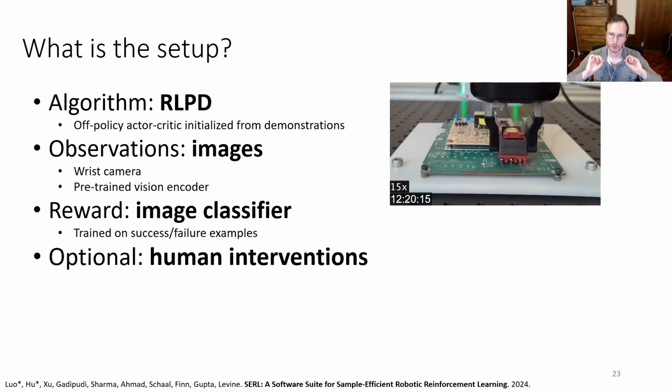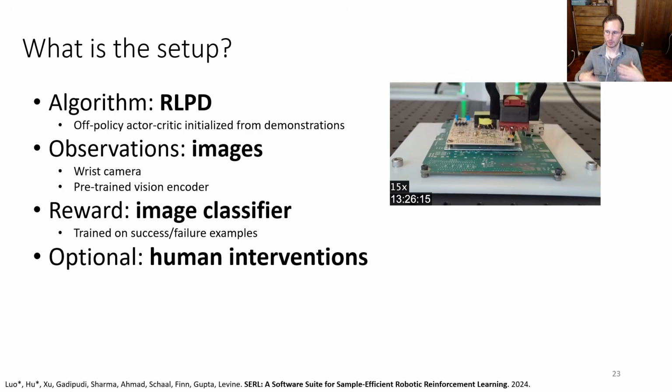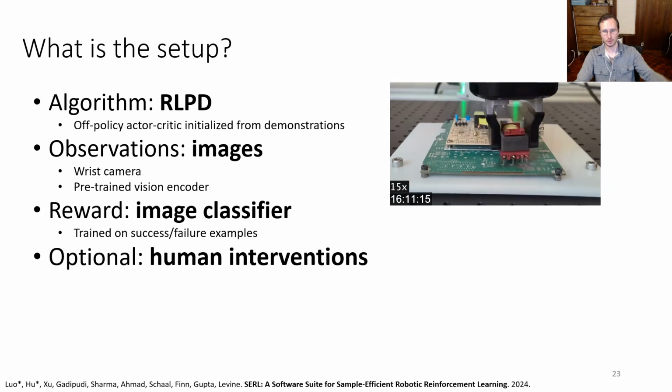Optionally, for very difficult tasks, we can also incorporate human interventions into the learning process, which you can think of like a coach. So the human will intervene when the robot makes a mistake and show it how it could do it better. And that really helps with exploration. Eventually, the robot might actually do the task better than the human, but in the course of learning, those interventions can really help.